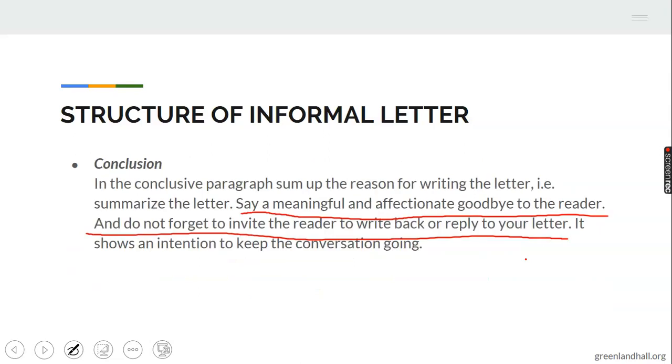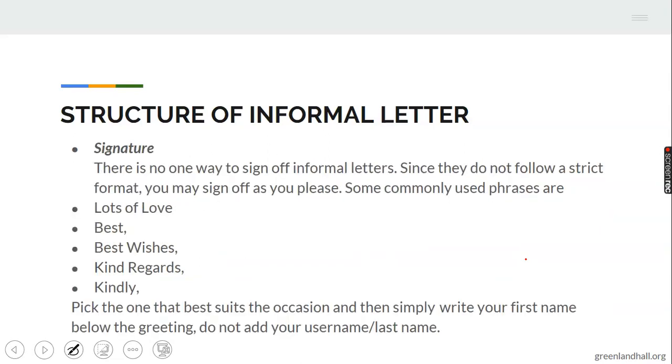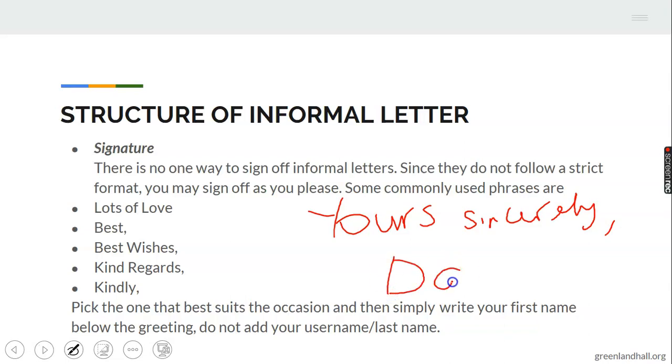Then next after this is your closing remark or your signature. All of these are accepted for friendly letters, the ones you write in classes. But the best for exam purpose is Yours sincerely, with a comma. Then your name at the end. Your first name only. No surname. Full stop.